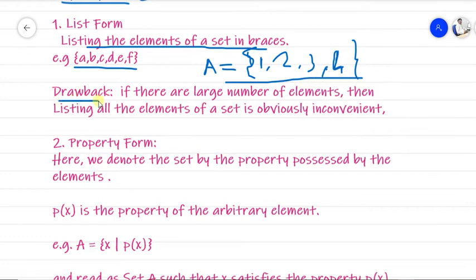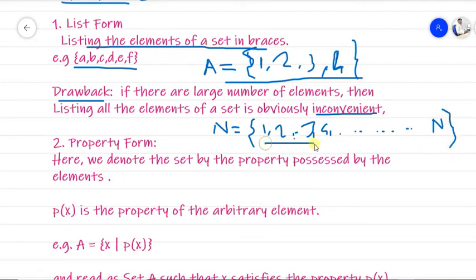What is the drawback of this system? If there are a large number of elements, then listing all the elements of a set is obviously inconvenient. For example, take the set of natural numbers. I'll start with 1, 2, 3, 4, and so on. There are n number of elements, so listing of these numbers is not a good idea.